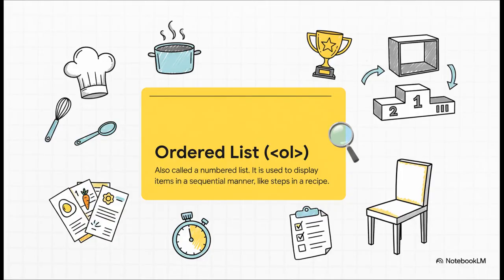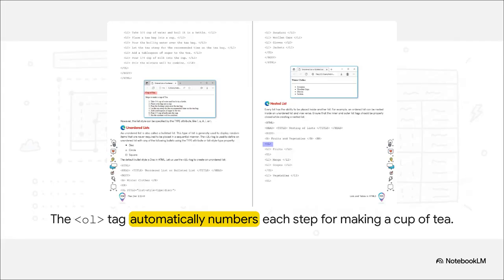Well, for that, we have the ordered list, or OL. This is for anything with a sequence. We're talking steps in a recipe, a top 5 countdown, or instructions on how to build something. This is where you absolutely need numbers, not just bullets. And you can see right here how perfect this is for instructions. It's the same idea as before. We're still using LI for each item, but this time we've wrapped them in an OL tag.